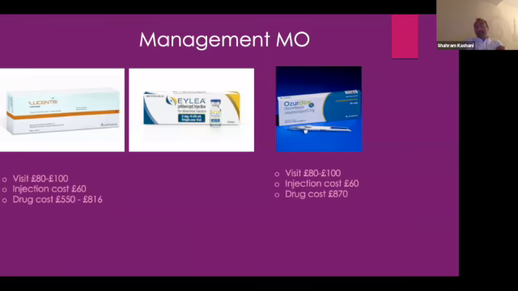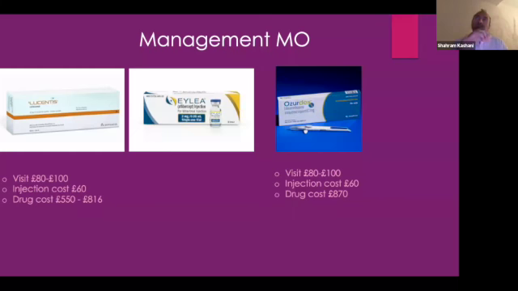Cost-wise, these are costly. Lucentis and Eylea can cost anywhere between £550 and £816. That's just the injection cost per vial, so they're very expensive treatments. If a patient needs about 10 of those, just the injection cost itself is about £10,000. Then you've got the injection procedure itself, which is about £60, and the hospital visit, £100. So an anti-VEGF using Eylea or Lucentis can set you back about £10,000, which is quite a lot.